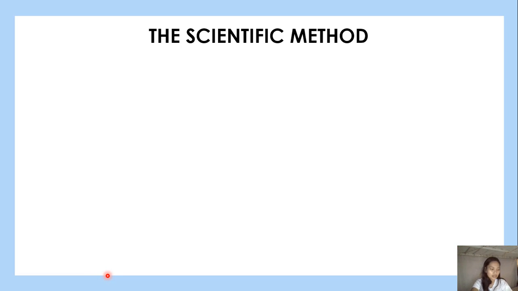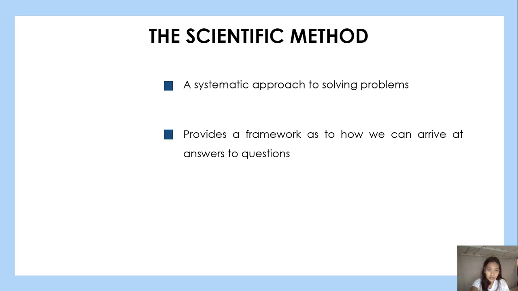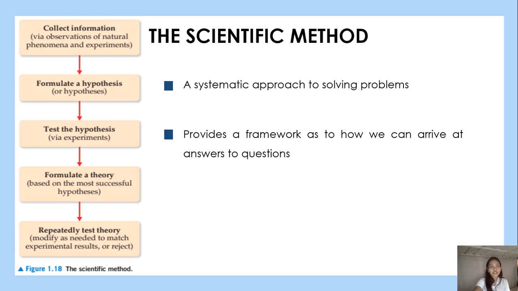So next is the scientific method. All of the laws, the theories, the discoveries, and the inventions of the scientists are based on a systematic approach to solving problems, which is called the scientific method. The scientific method provides a framework as to how we can arrive at answers to our questions. So I have here a step-by-step representation of the scientific method.